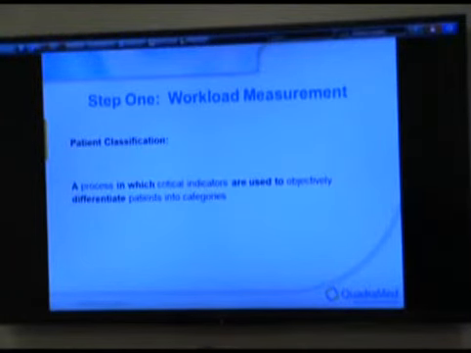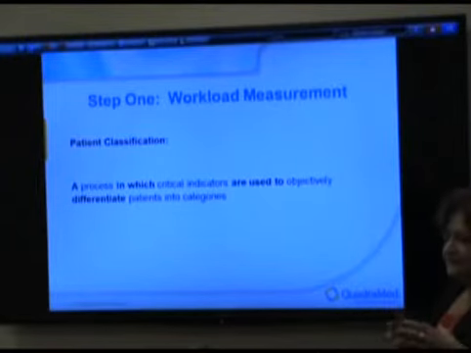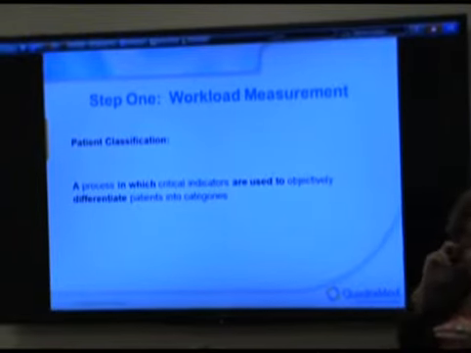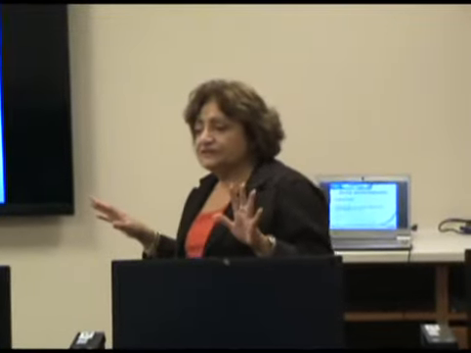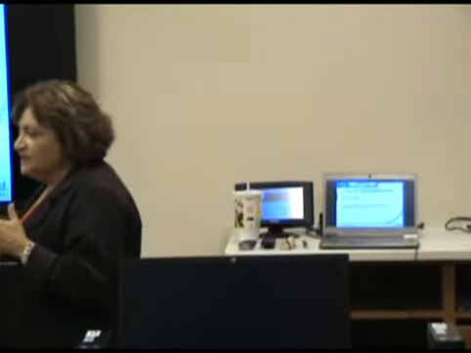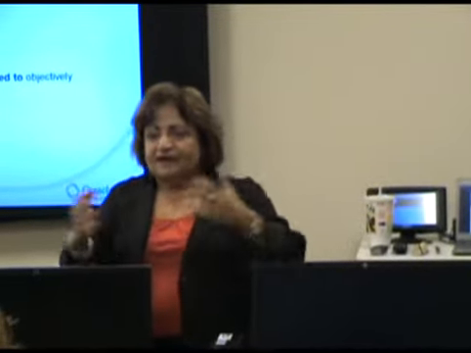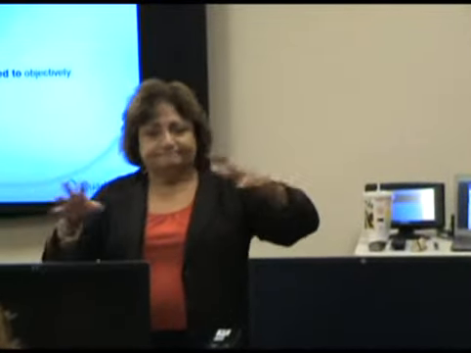So, patient classification is a process in which critical indicators are used to objectively differentiate patients into categories. Now, I'm going to say that again because I think this is sometimes difficult for staff: the indicators are meant to differentiate patients. They're not meant to mark the same set of indicators on every single patient. If you mark the same indicator on every single patient, what does that tell you about your patient population? Come on, you're nurses. What does that tell you? You marked an indicator for every single patient. What does that tell you?